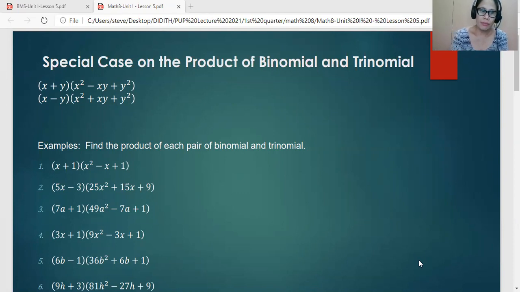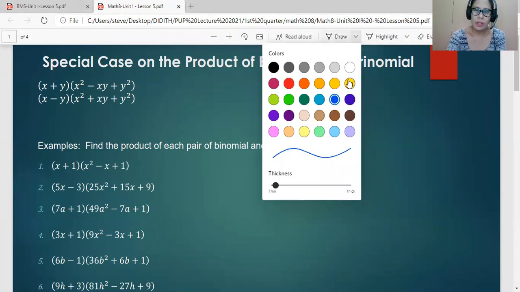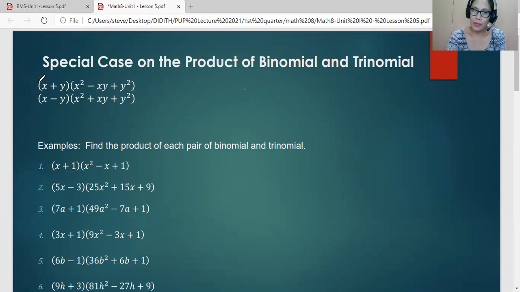Okay, so here, for example, we have x plus y, and this is about to be multiplied with x squared minus xy plus y squared, which is a trinomial factor. Now, if we're going to consider x and y as the first and the second terms, respectively, of this binomial factor, let's find out the relationship between the two factors.